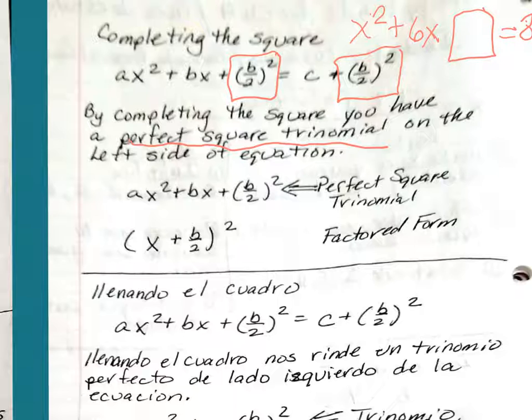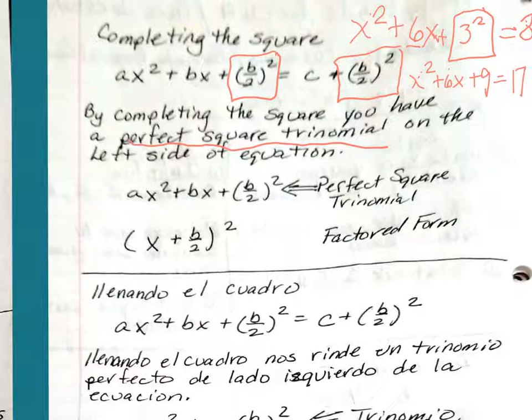So the b part in this case is 6. So what you would do is get half of the 6, which is 3, and then square it, okay? So what you're doing in that case is adding the 3 squared, which is 9, but you have to add that to both sides of your equation. So you end up with a perfect square trinomial, which is x squared plus 6x plus 9 equals 17.